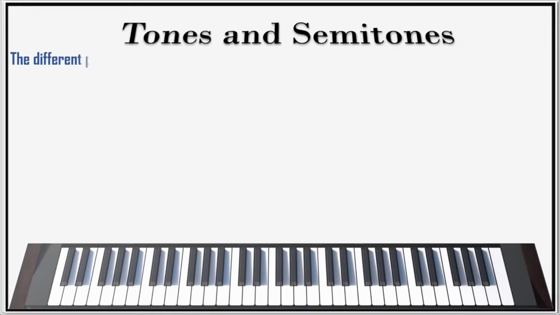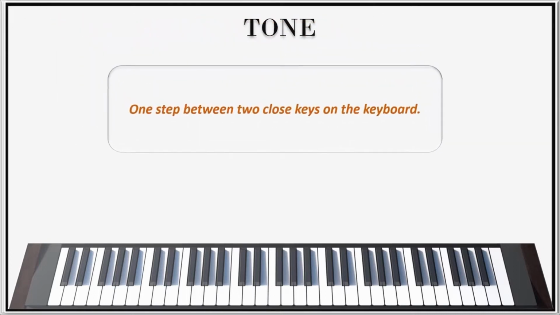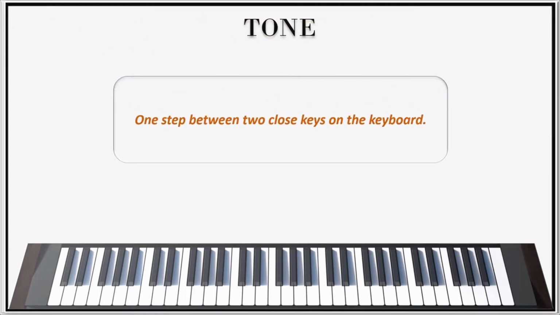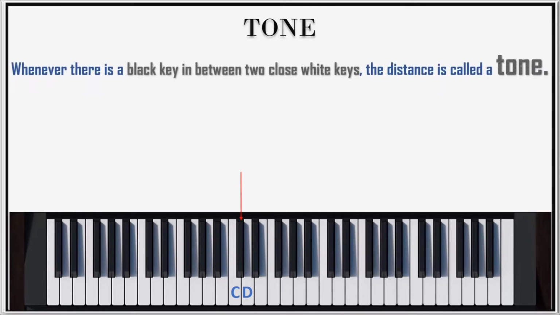The different pitches on the piano or keyboard are measured by what is called tone and semitone. A tone simply means one step between two close keys on the keyboard. For example, the distance between C and D is a tone, or full step. This is because there is a black key in between C and D. So, whenever there is a black key in between two close white keys, the distance is called a tone. Let's see more examples.